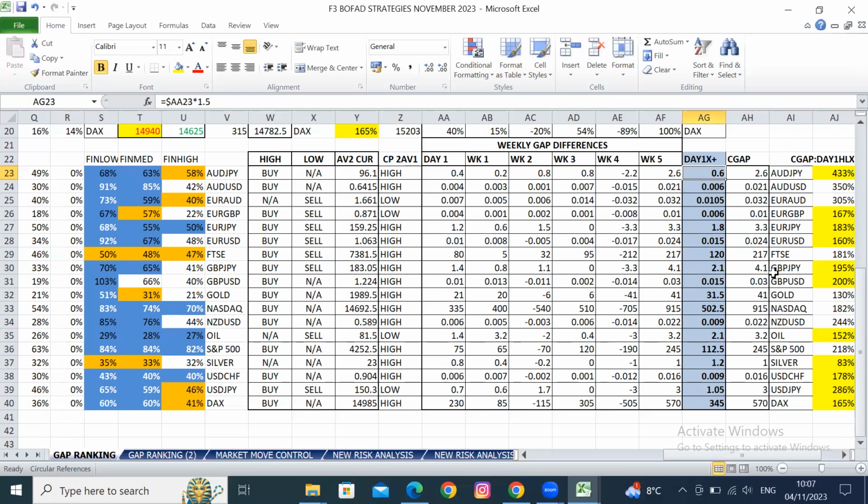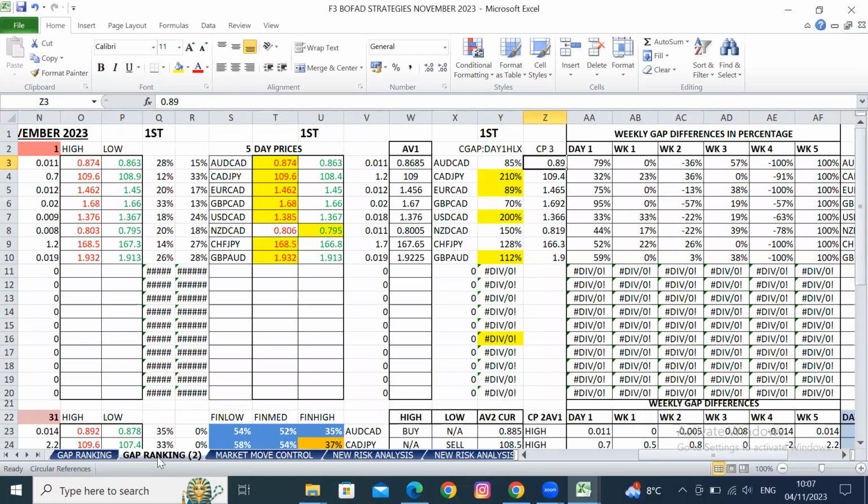For example, look at GBP: the risk position is 2.1 and we already have a gap of 4.1, so we should have achieved profit between 2.1 and 4.1. Same thing with gold: our risk is 31.5, currently at 41, so we should have achieved a profit from 31.5 to 41. Nasdaq, our risk is 502, now at 915, so we should achieve a profit from 502 to 915. That's just the condition of this logic.